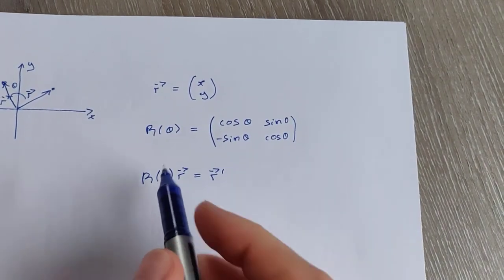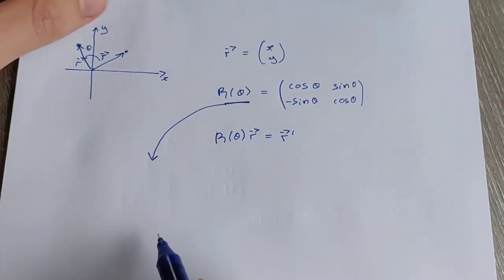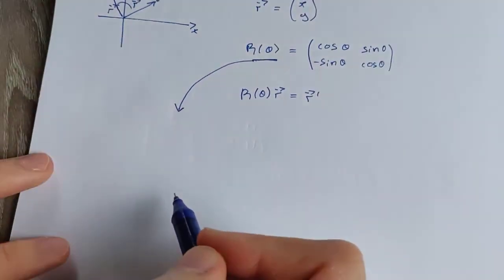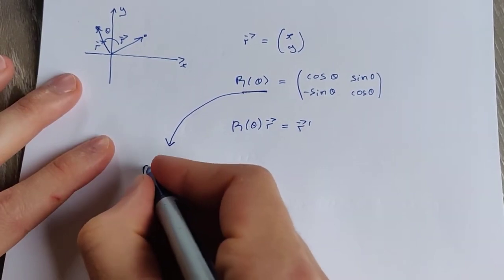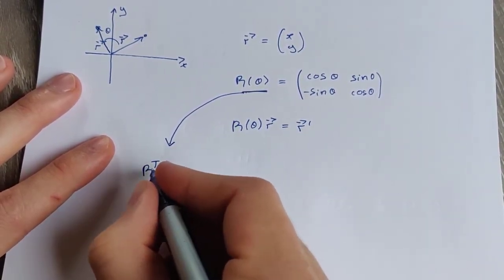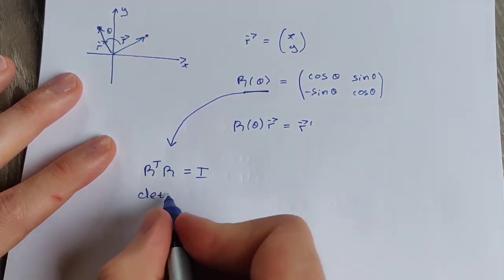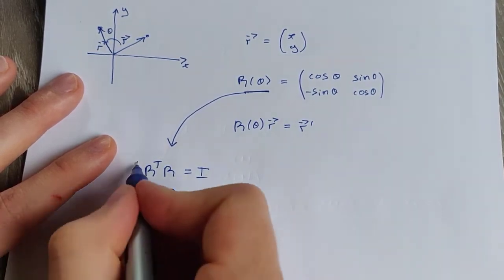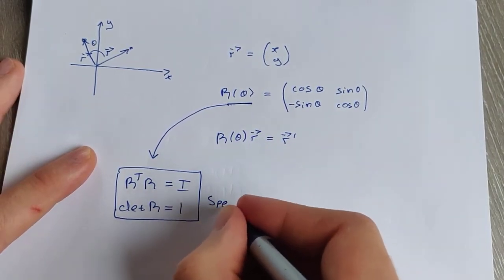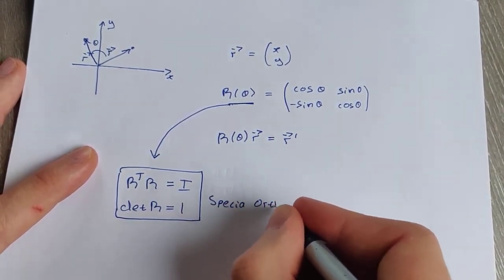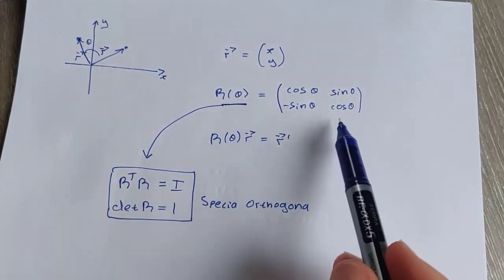Now, this matrix satisfies a few properties, because for it to be a rotation matrix, it has to be an SO(2) matrix. And so it satisfies the following properties. First, the transpose of R times itself is the identity, and second, the determinant of R equals 1. Okay, these two put together we call special orthogonal. So this matrix is special orthogonal.